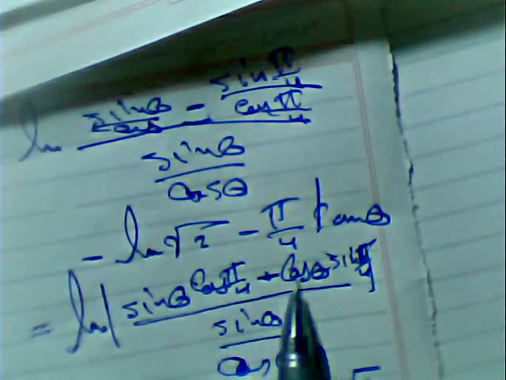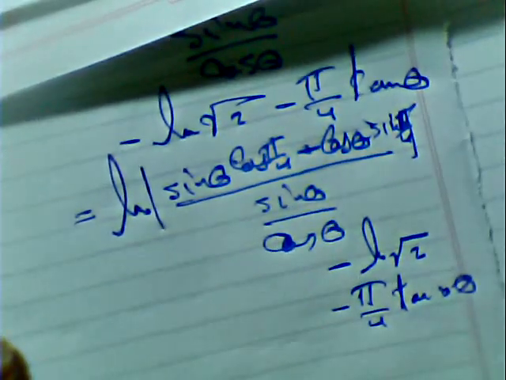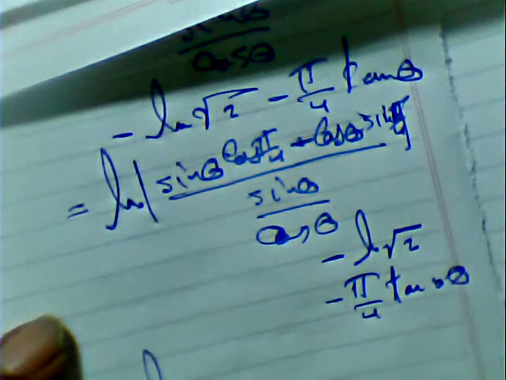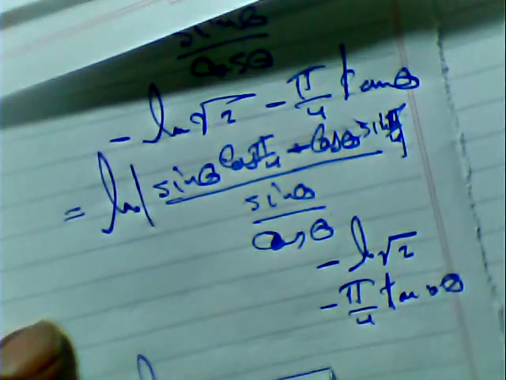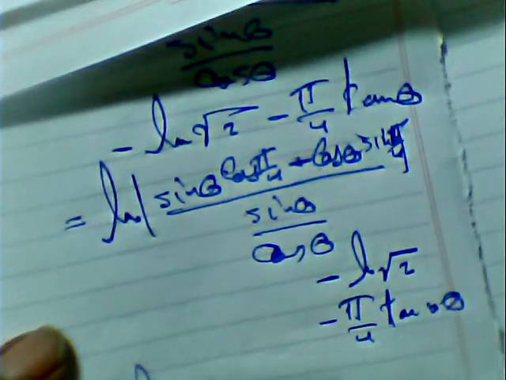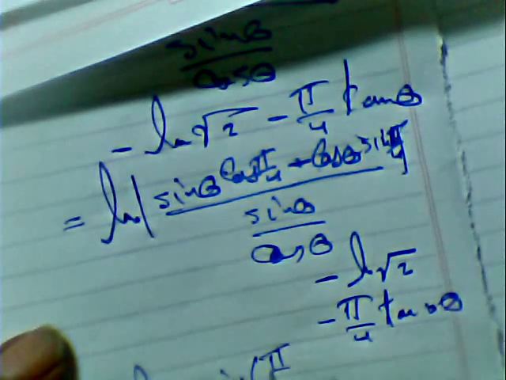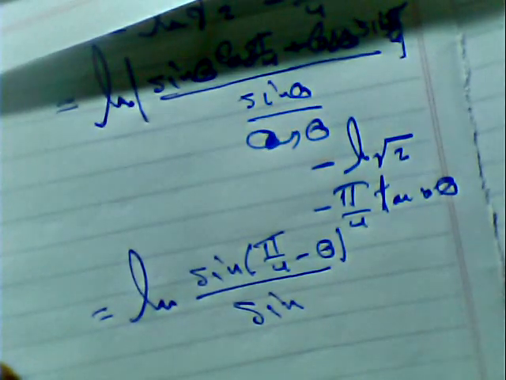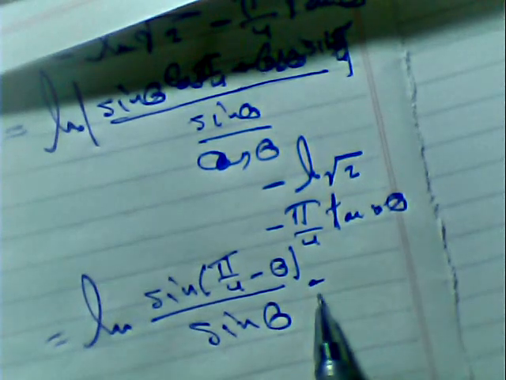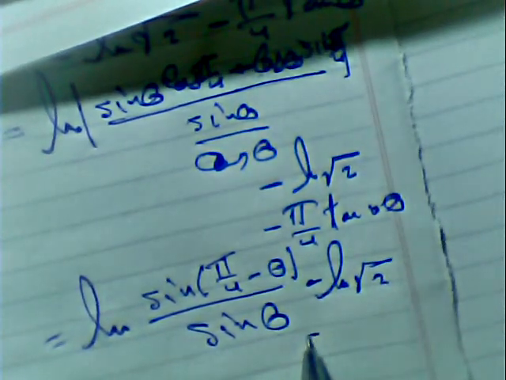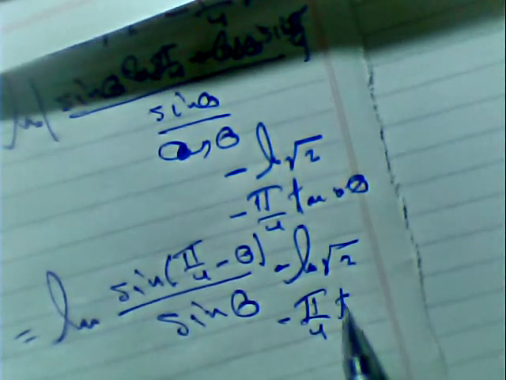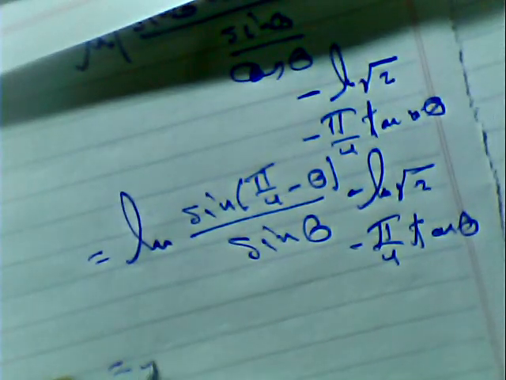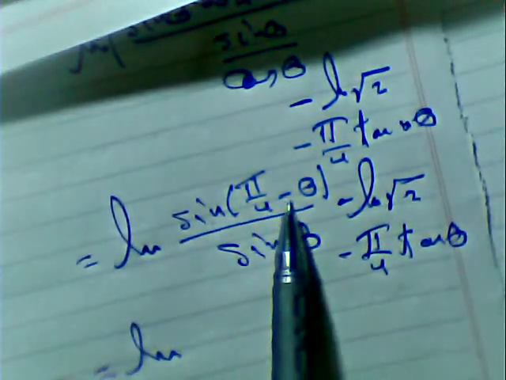What is this? This is in our rules, it equals ln of sine of pi over 4 minus theta over sine theta, okay, minus ln square root 2 minus pi over 4 tan theta. That equals ln of sine of pi over 4 minus theta.